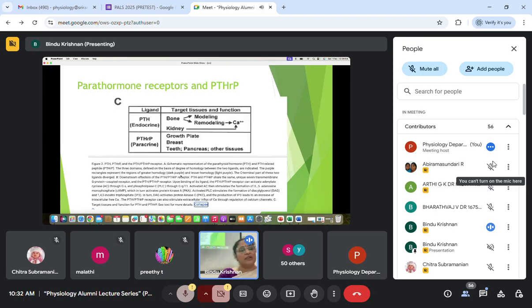Now, what is the difference then between PTH and PTHRP? PTH acts like I told you, the receptors are there in the bone and kidney, so they are going to raise my calcium levels. But PTHRP, that is this parathyroid hormone related peptide, acts only in a paracrine fashion, not as an endocrine. So that means it is going to get secreted and act on the neighboring cells. So it is found in the growth plate, in the breast tissue, in the teeth, and certain organs like the pancreas when it is malignant.